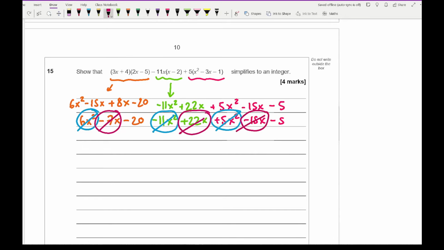Now when you are cancelling these out, make sure you can still see what you've simplified it to. So I'm just left with minus 25, which is an integer. And there we go.